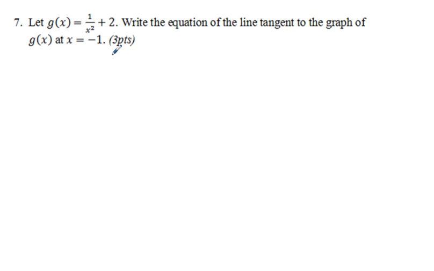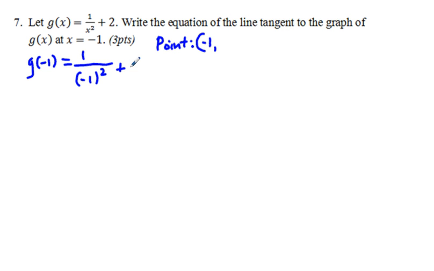First, in order to write the equation of the line tangent, we need two things. What are they? We need a point and a slope. Well, the point, we don't have the total point, but we have the x-coordinate of that point, which is -1. So if we plug in -1, we're going to be able to get our y-coordinate. So I'm going to put in g of -1 equals 1 over (-1) squared plus 2.